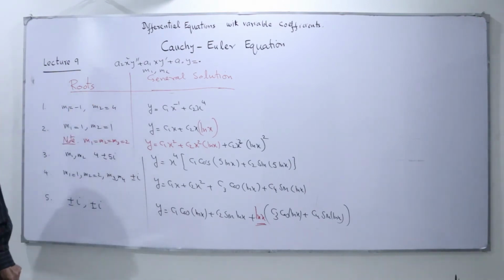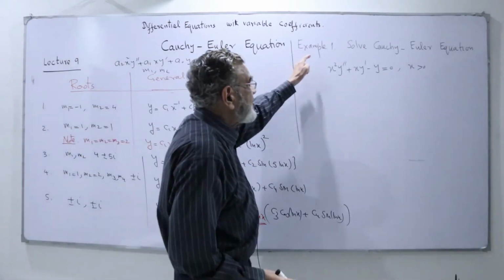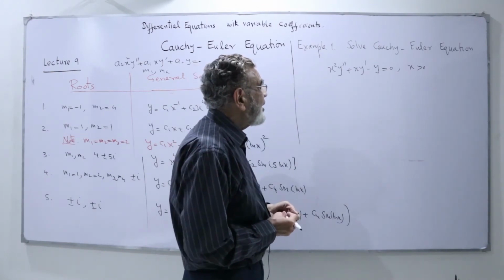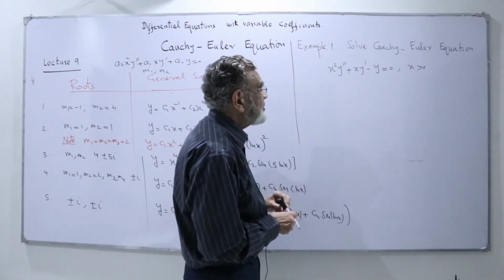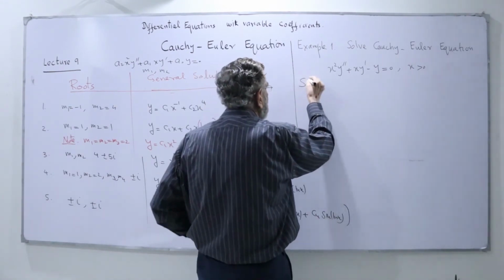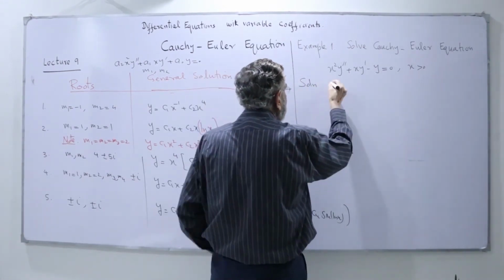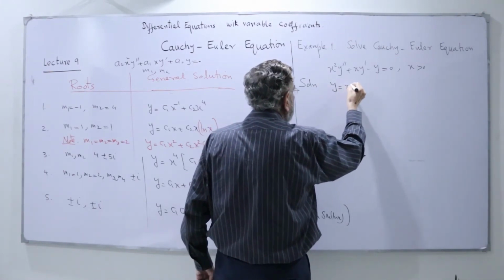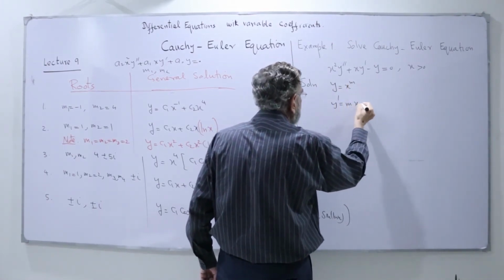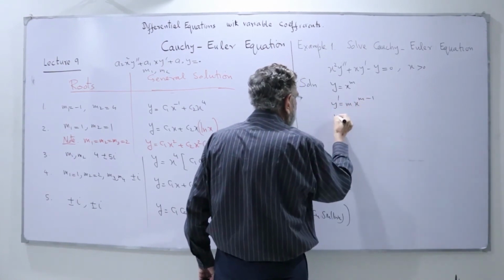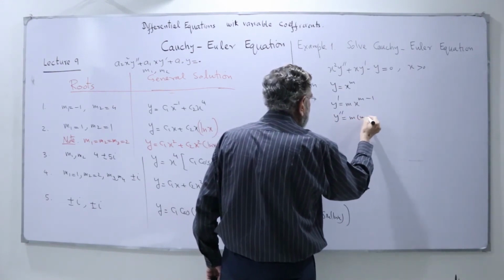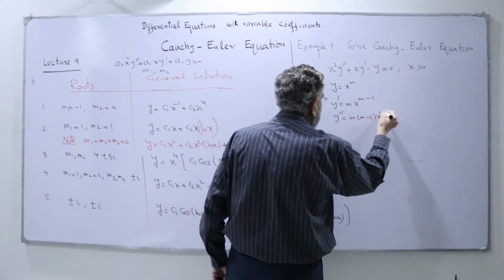Now I give you an example for this one. Solve the Cauchy Euler equation, where we have x square y double dash plus xy dash, this is the Cauchy Euler equation. To solve this one, we substitute y is equal to x to the power m, then y dash is equal to m x to the power m minus 1, y double dash is equal to m into m minus 1 x to the power m minus 2.